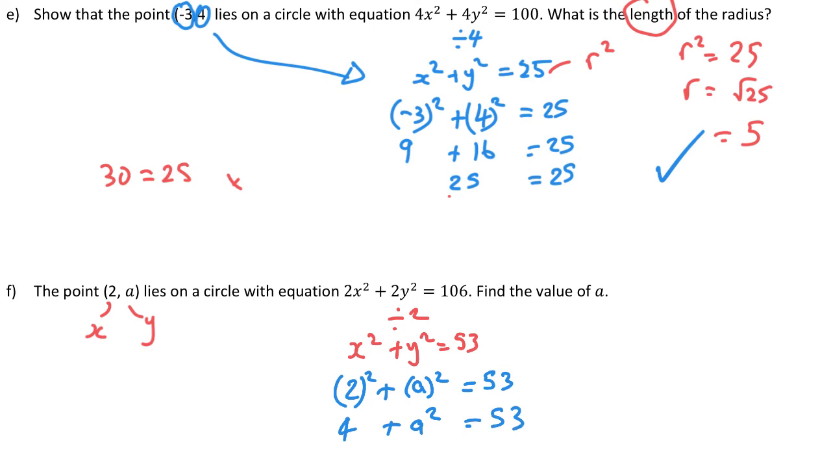We need to move the 4 to the other side, and to do that we'll take away 4 from both sides. And what we're left with is a squared equals 49. And then a is going to be the square root of 49, which is 7. Now you could potentially have had the plus or minus square root of 49 in that case. So we could have had 2 points, so 7 and minus 7.